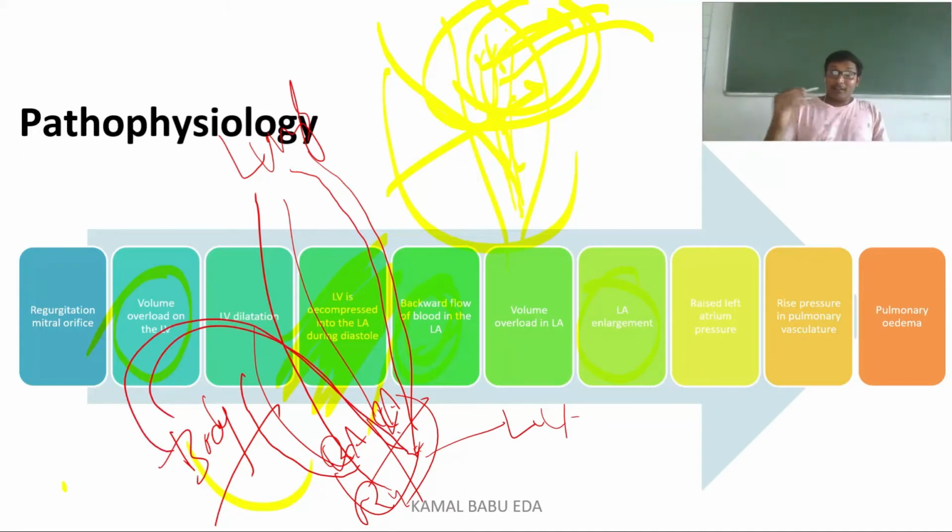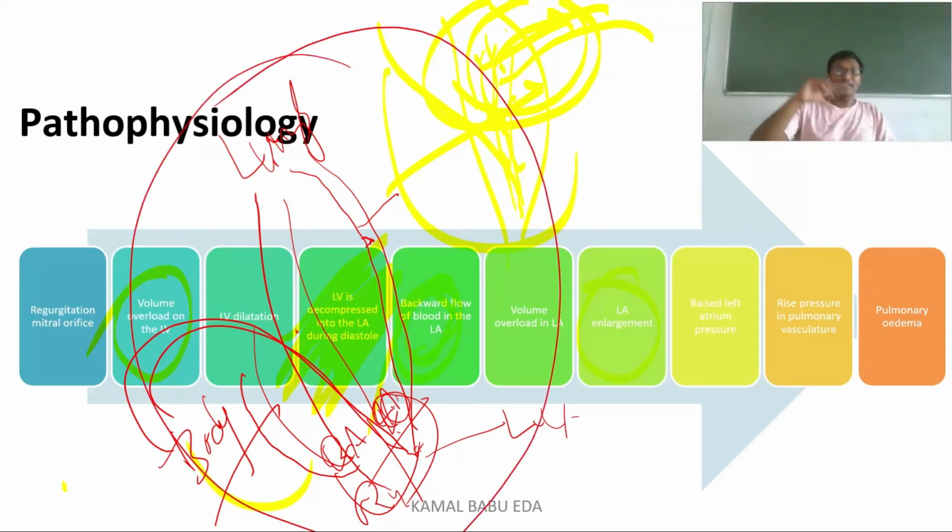When the atrium is disturbed here, what will happen? The pulmonary vein, which is carrying the oxygenated blood from the lungs to the left atrium, the vasculature is being dilated. Once the pulmonary vein is affected, the lungs are affected, and when the lungs are affected, the pulmonary artery is also affected. So there is increased pressure in the pulmonary vasculature, and ultimately it will result in pulmonary edema. The lungs are getting affected here. So in mitral regurgitation mainly the lungs are getting affected.